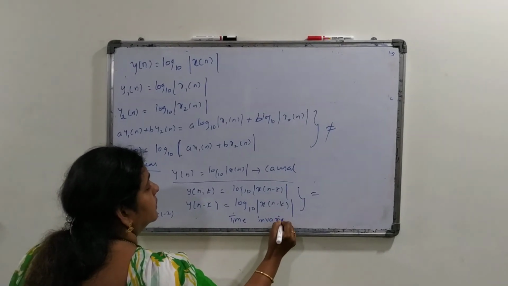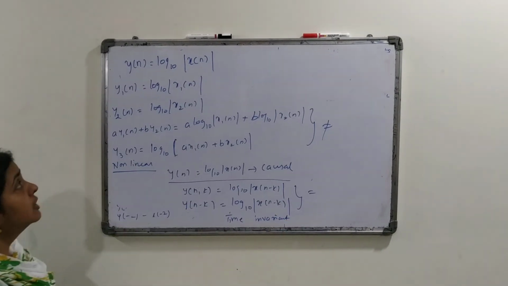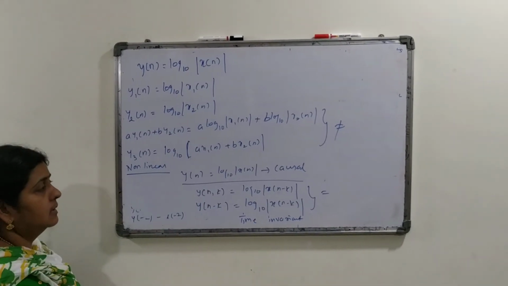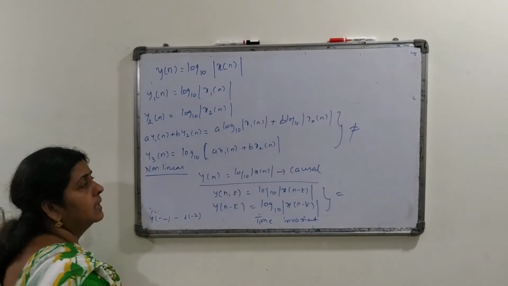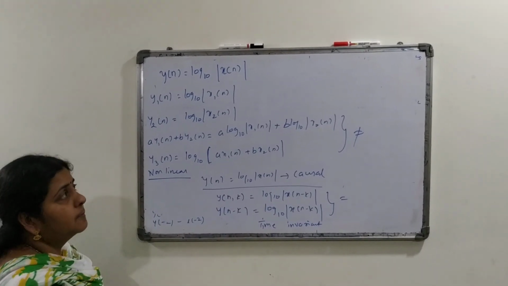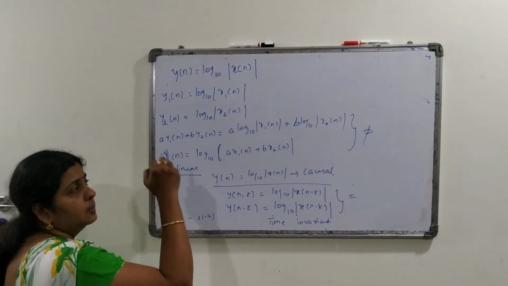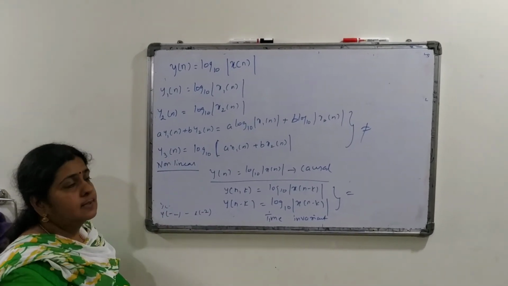So these are a few examples wherein you can check whether the given system is causal or non-causal, linear or non-linear, time variant or invariant. These problems are important. You will be getting one problem and you have to check all three cases.